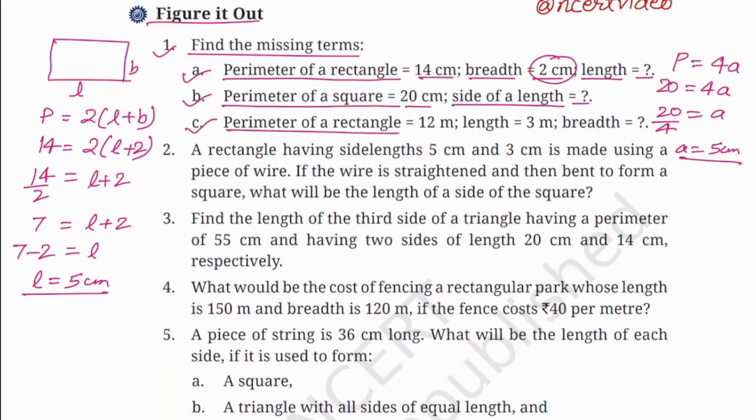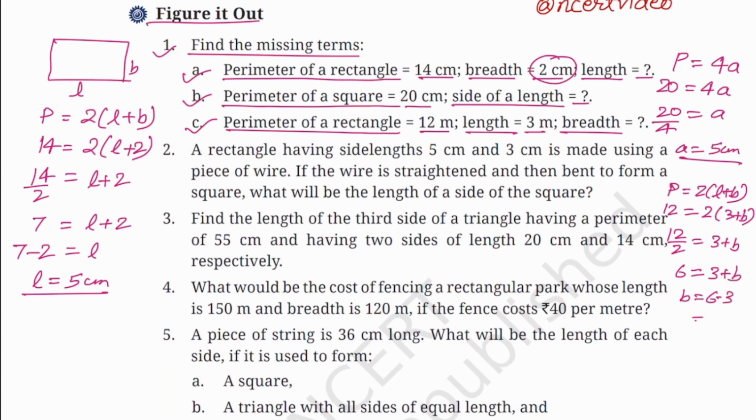C. Perimeter of a rectangle is equal to 12 meter, length is equal to 3 meter, width is equal to dash. You already know perimeter of a rectangle is equal to 2 into L plus B. Perimeter is given here 12, length is given 3, but width is not given. The answer will be 3 meter.